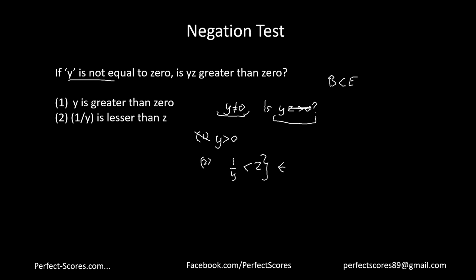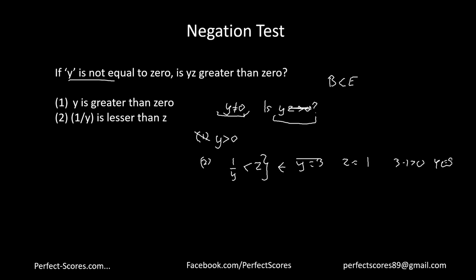So you can have some numbers. Let's suppose y is equal to 3 and z is equal to 1. So 1 over 3 is less than 1, right? Now, is yz greater than 0? That means is 3 into 1 greater than 0? Yes, it is greater than 0.